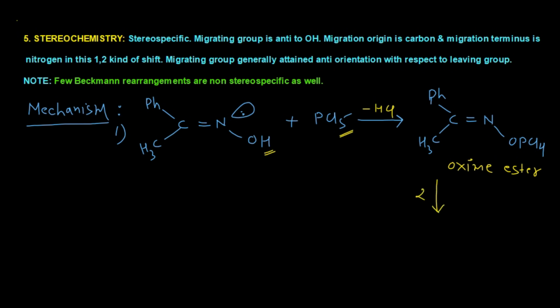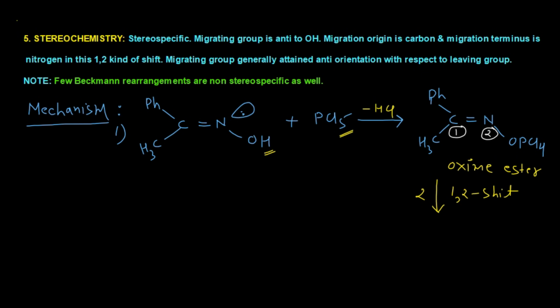Step number 2 is basically the 1,2 shift. Earlier I have told you that this is your migrating origin, which is carbon, and this is your migrating terminus, which is nitrogen. So now the group will migrate from this carbon to nitrogen. Say this is 1, this is 2. So you can give numbers to this system as well. This is carbon 1, this is nitrogen 2. So this Ph will shift from 1 to 2. That's why it is the 1,2 shift.